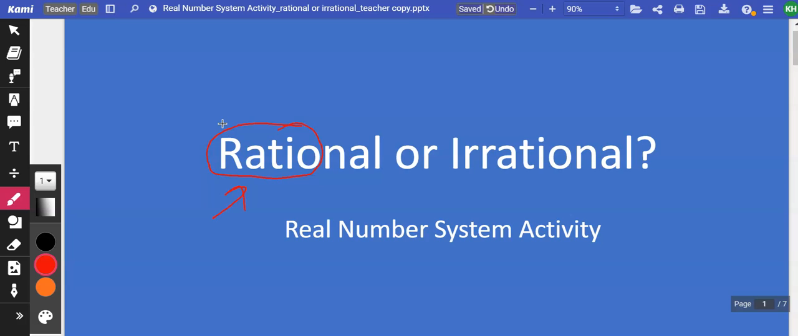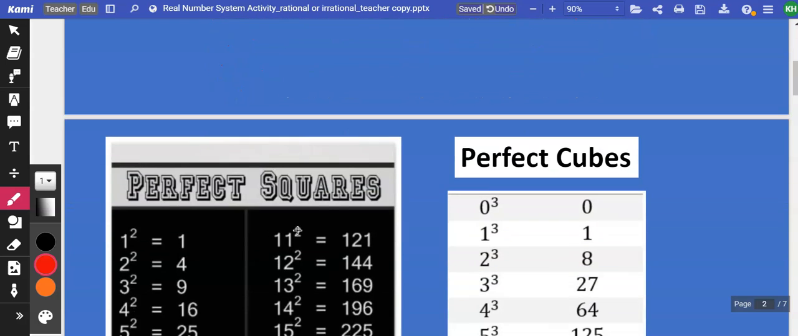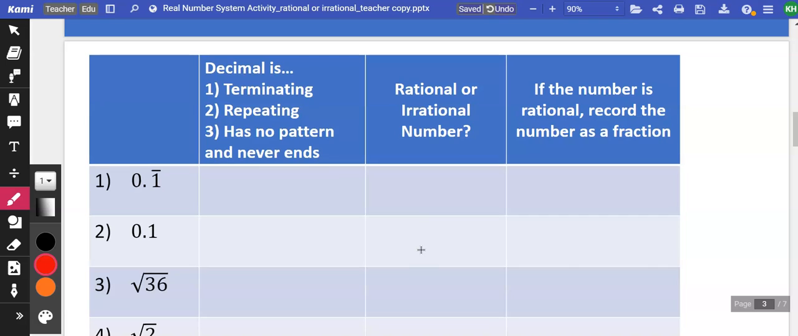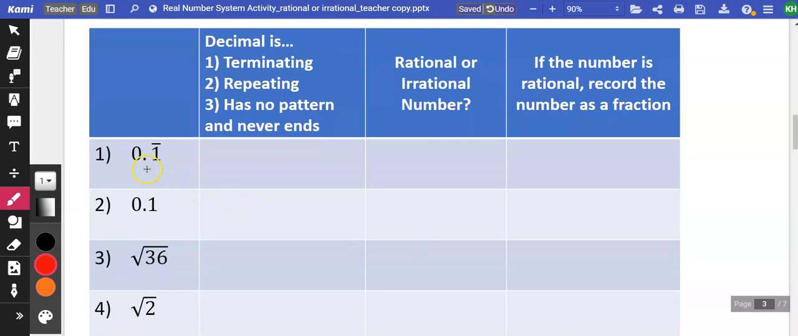Look at the word irrational. IR means not, and then we have this word ratio. So an irrational number cannot be written as a ratio, or we could say cannot be written as a fraction. We're going to use this chart as a reference. And let's take a look at the first example.